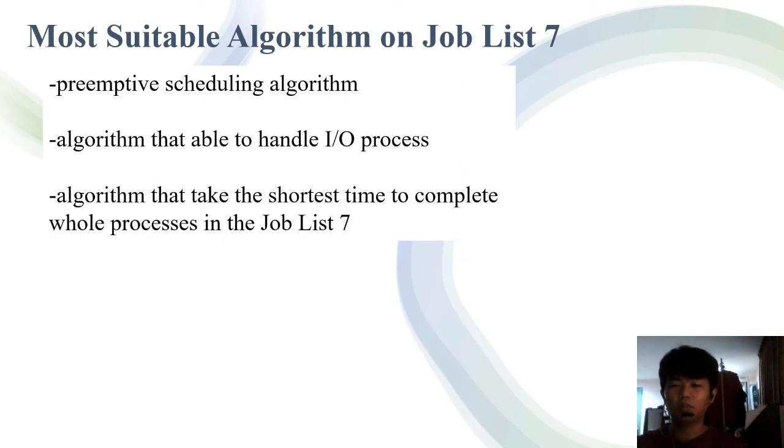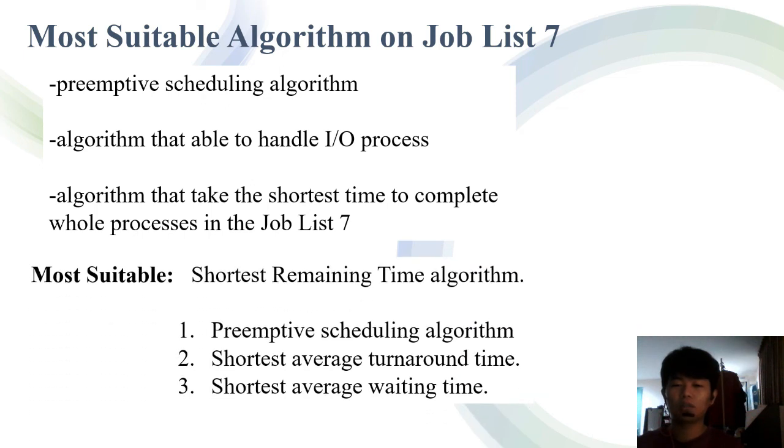To be the most suitable algorithm on job list 7, the algorithm should be a preemptive algorithm, where a process can be interrupted in between, and take the shortest time to complete the whole process in job list 7. In conclusion, based on the comparison, the most suitable algorithm on job list 7 is the shortest remaining time algorithm, since it is a preemptive algorithm and it takes the shortest average turnaround time and waiting time, even though its number of interrupts incurred is higher than the round robin algorithm.